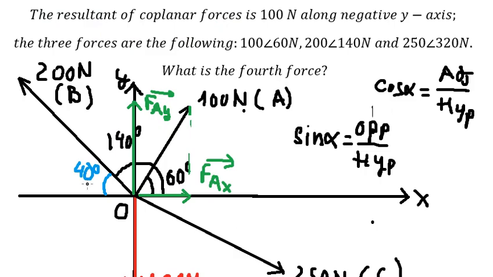So for the blue one, they will go like this. One vector, they will go in here, and one vector, they will go in here. So this is about FBY, and this is about FBS.